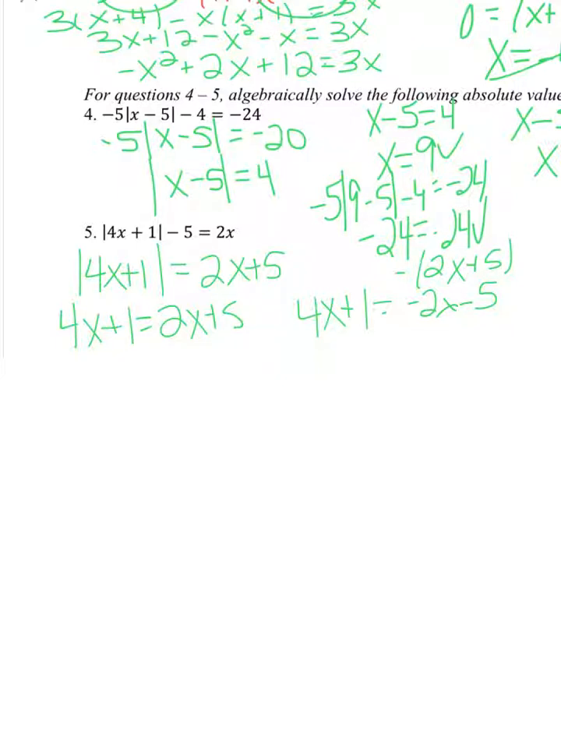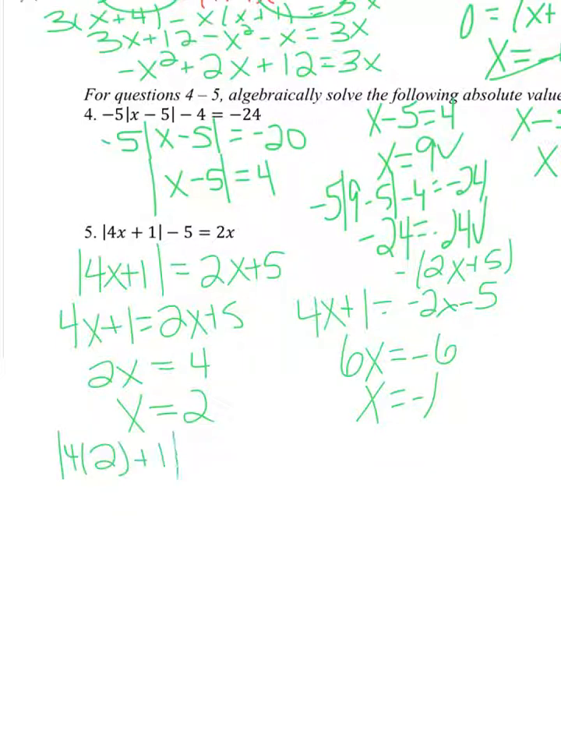So here if I subtract over 2x, I get x equals 2. On the other side, I get x equals negative 1. And of course, I have to plug them back in. So 4 times 2 plus 1 minus 5 equals 2 times 2. When I plug this in over here, I get 4, which is equal to 4. That works out. That's good. I do the same thing for x equals negative 1, and I also get that to work. So that's a good answer as well.